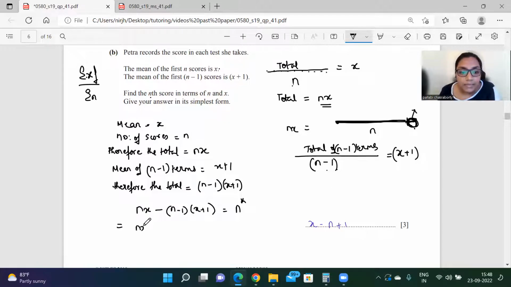So you get nx minus n multiplied by x, again nx, again another minus n, then you have a plus x, and a minus into minus is plus, so a plus 1. This is equal to nth term. Let me write down term over here so that there is no confusion. This is the nth term which we are calculating. So nx and nx get cancelled and you are left with x minus n plus 1, which is your answer.